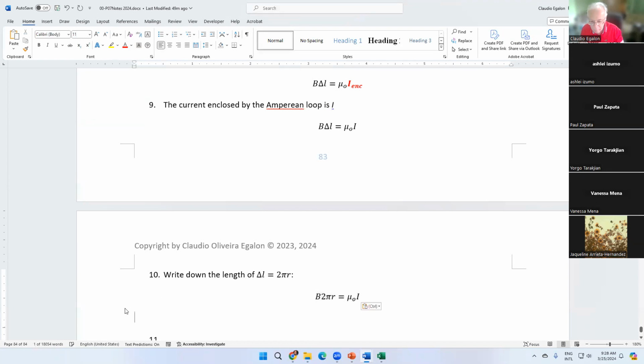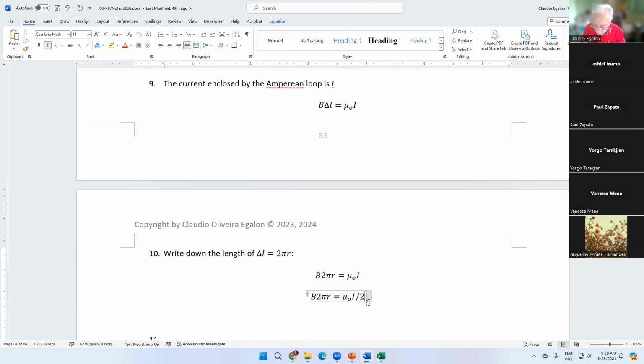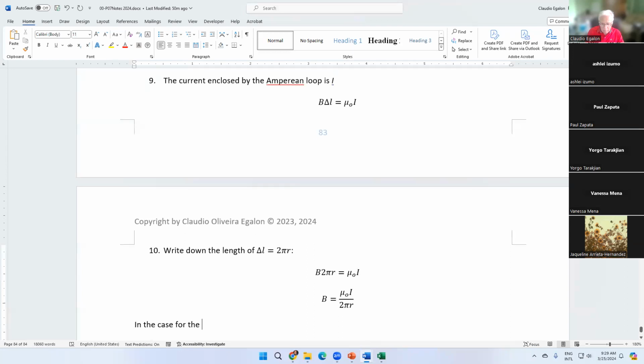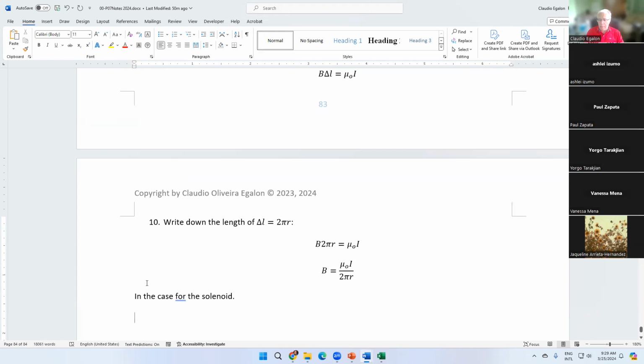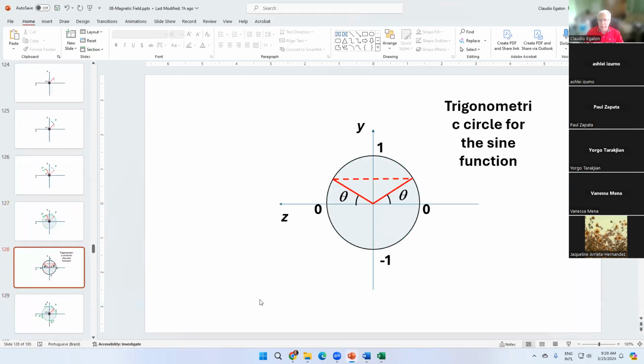Those are the step by step, 2 pi r. Okay, that's the step by step. And you can do the same for other configurations. Okay. In the case, let's do that, in the case of the solenoid. Let's do the solenoid. The solenoid is a little bit lengthy, but it's worth doing.